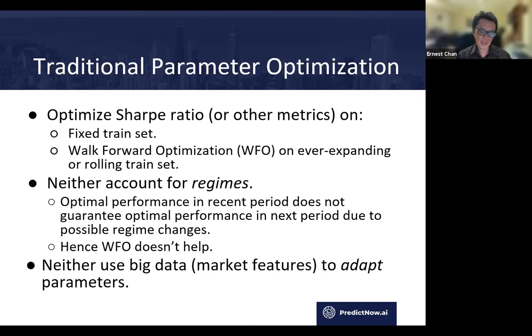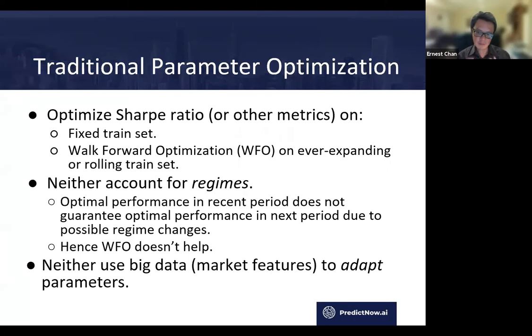A perhaps more intelligent way is to apply walk-forward optimization, WFO, where you have either a rolling look-back period where the parameters perform best in that rolling look-back period, or an ever-expanding training set. So you start with a 5-year training set, but after 1 year, you will use 6 years of training set to optimize, and then 7 years of training set to optimize, but always using the best parameters optimized on the look-back period, never in sample, right? So that's the traditional parameter optimization problem.